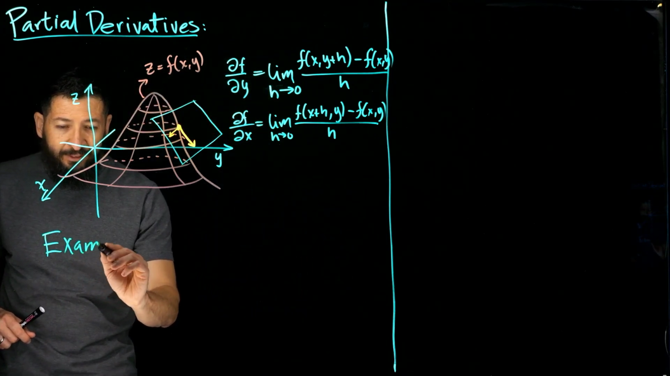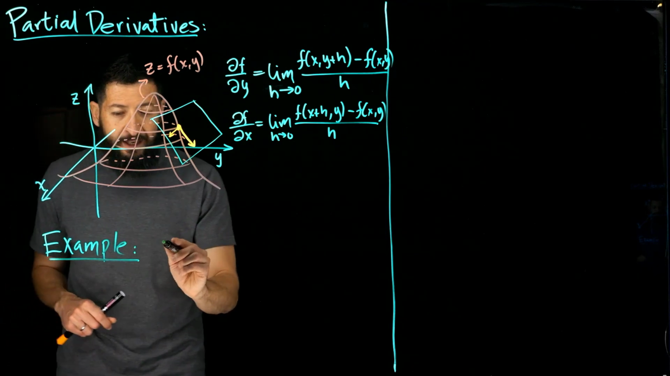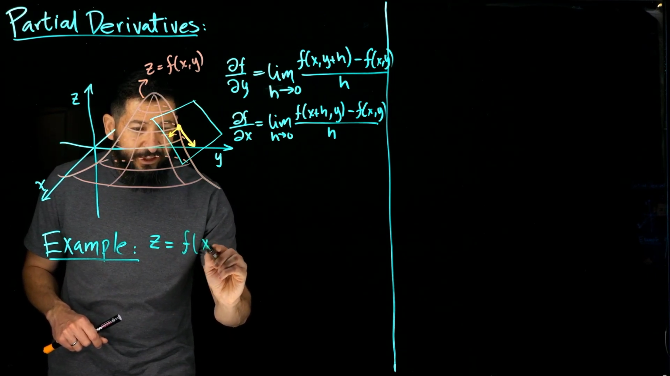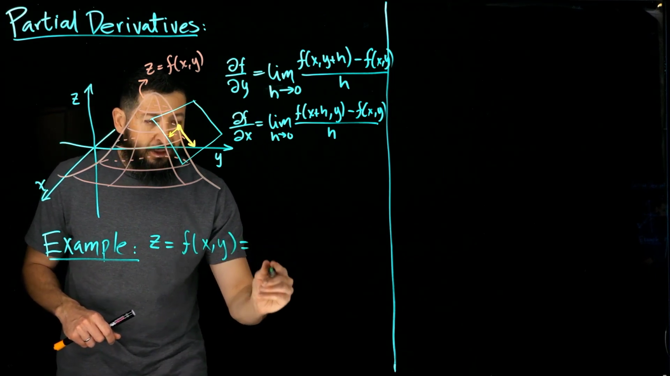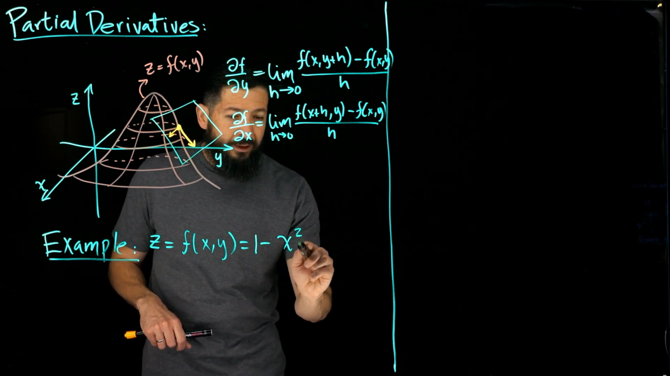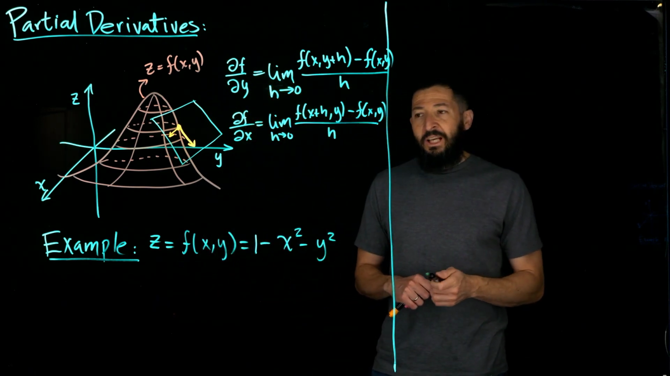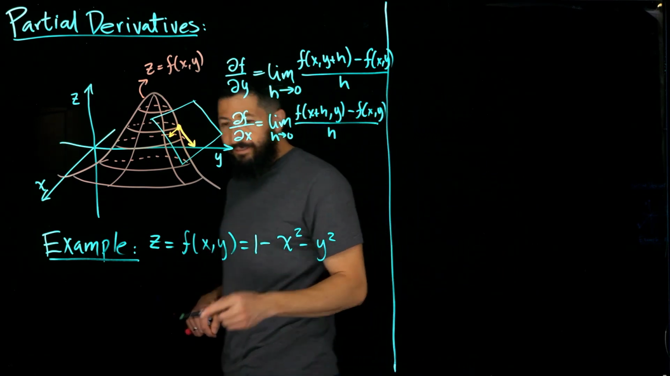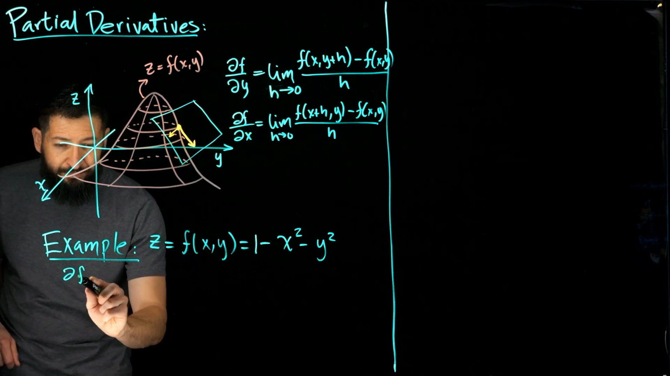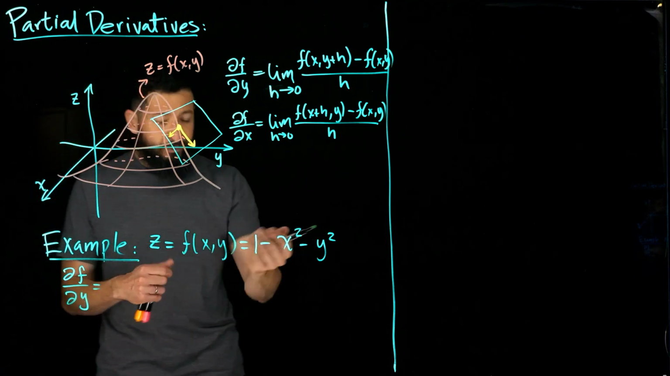Let's start with something very simple. First, let's say that your function is going to be z equals f of x comma y, where f of x comma y is going to be given by, say, 1 minus x squared minus y squared. Alright? So at that point, if you want to compute the first derivative with respect to y, partial derivative with respect to y, what you would do is you take the derivative of this.